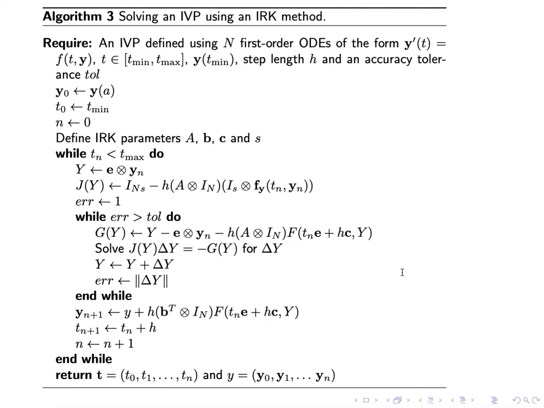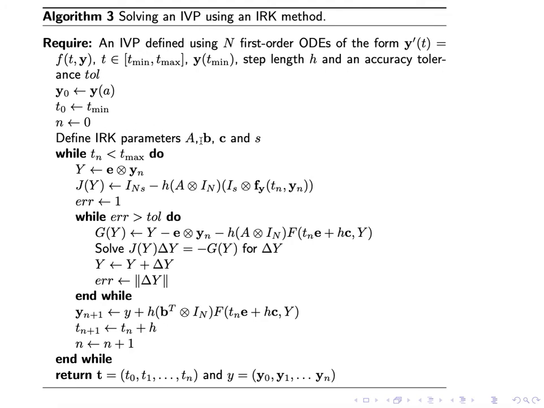So if you're presented with a system of n first order ODEs of the form y' = f(t, y), we have some domain t min to t max, and we know our initial vector of solutions at t min, a step length h, and an accuracy tolerance tol. So as usual, we initialize our initial solution y0, our initial value for t0, and we set our counter, the number of steps we're doing, to 0.